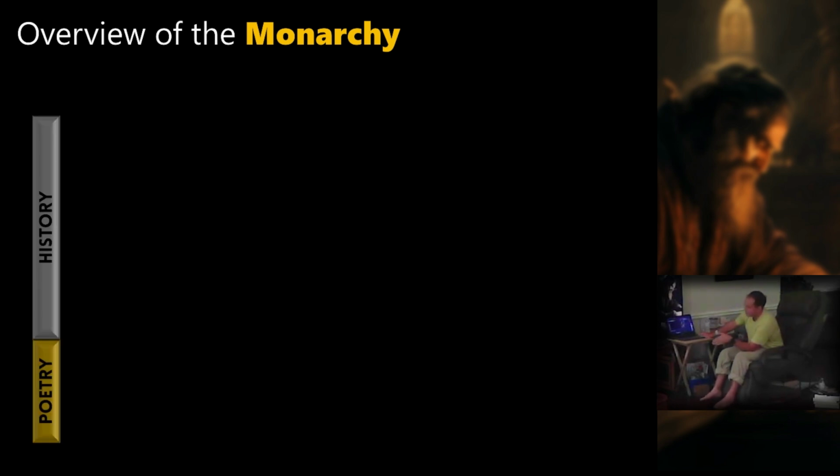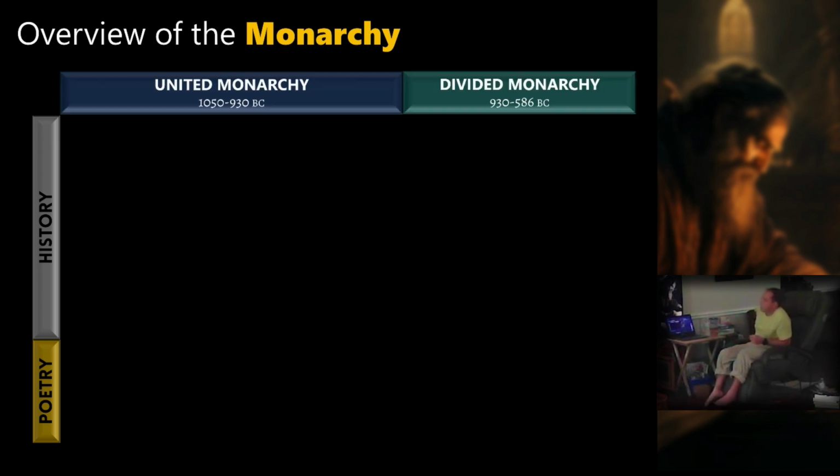On the left side over here, you've got the books of history, and you've got the books of poetry. And then across the top, you can divide everything into the united monarchy and the divided monarchy, right? This isn't proportional, because the united monarchy only lasted about 120 years. You have Saul, David, and Solomon, each of whom reigned about 40 years, so 120 years in total. And that was from 1050 BC to 930 BC. And then you have the divided monarchy, which lasted nearly 400 years, from 930 BC to 586 BC, right? So this is just the overall historical perspective of these books.